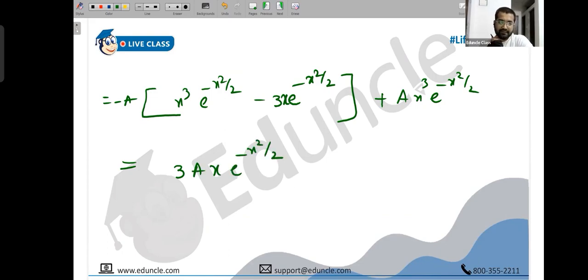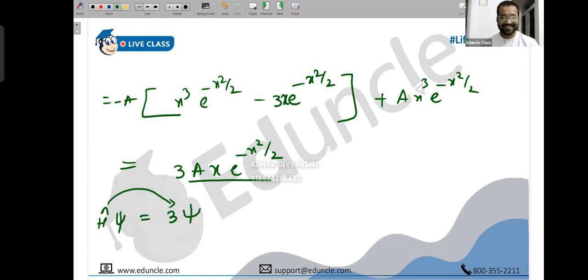Any doubts? These two terms get cancelled if you open the brackets. So this is 3a. Wait, what is this whole term? Check. Yeah, that is 3. Absolutely. See, time pass question, scoring question, but provided people have learned this.